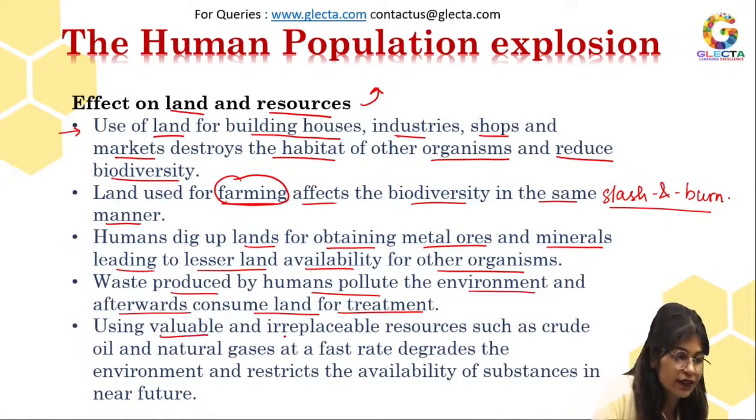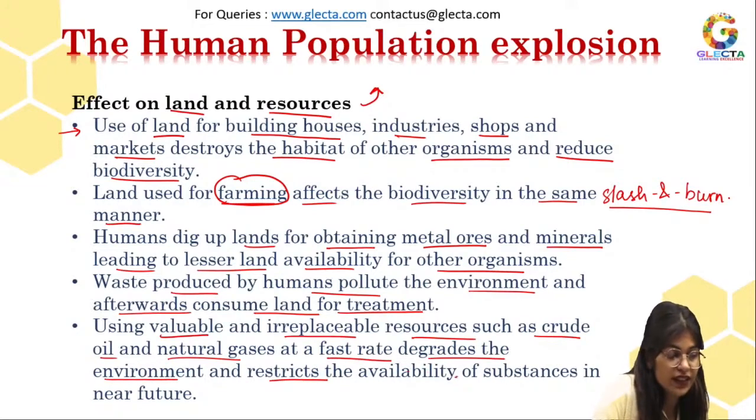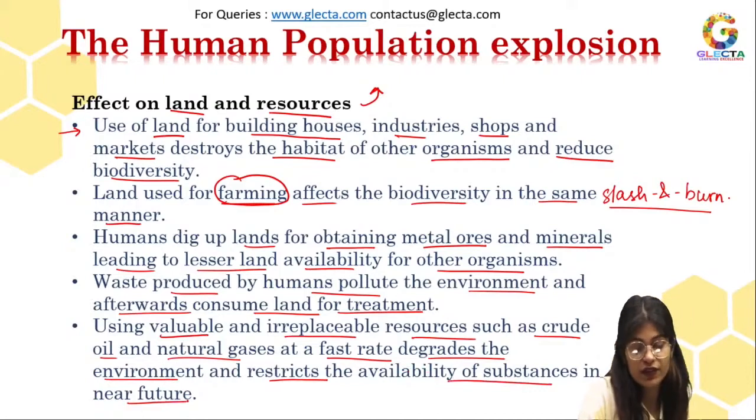Using valuable and irreplaceable sources such as crude oil and natural gases at a fast rate degrades the environment and restricts the availability of substances in the near future. Using petrol, using crude oil and natural gases. These things are precious. These things are not so plentiful on the planet. So we need to make sure that we are not actually destroying them. Using them? Yes, okay. But at the rate that we're using them, we are technically destroying them.